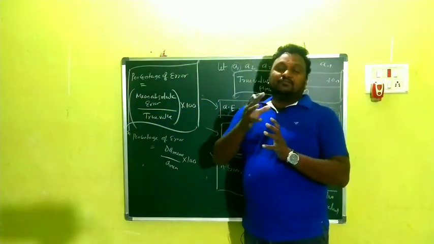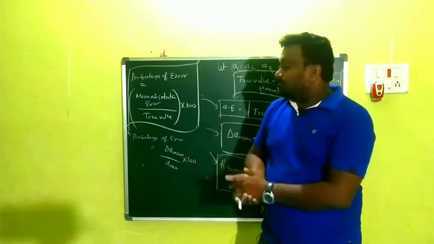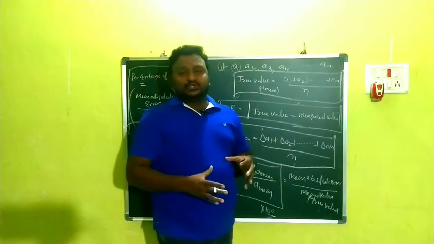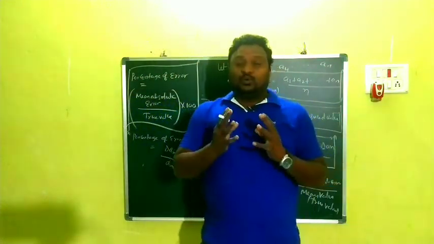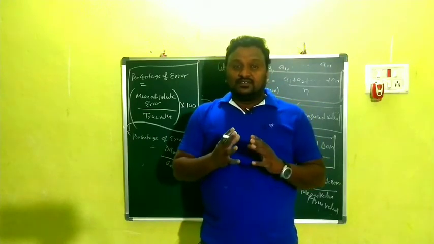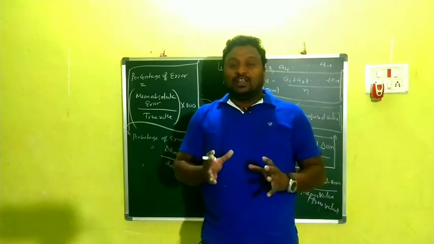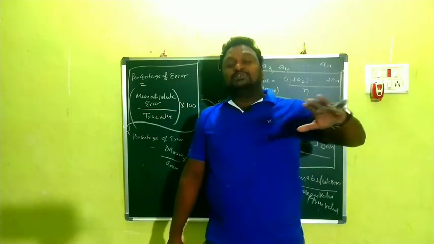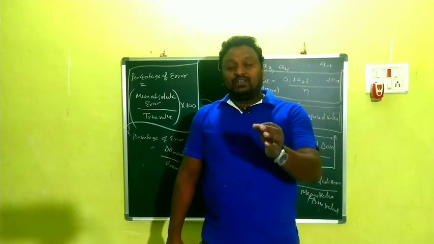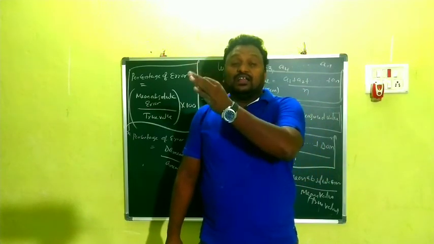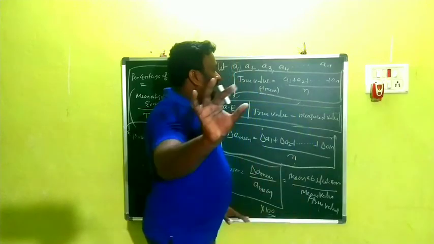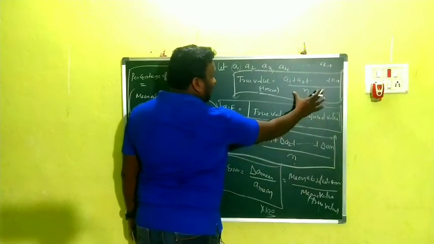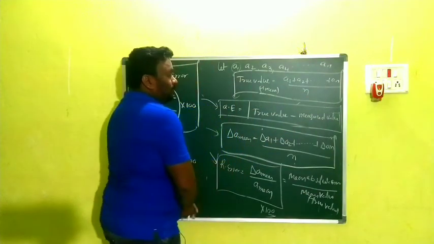Now I will briefly repeat the definitions. First, the true value. In an experiment, we measure many values. The average of all measured values gives the true value. The values we measured, A1, A2, A3, are the measured values, and their average is the true value.